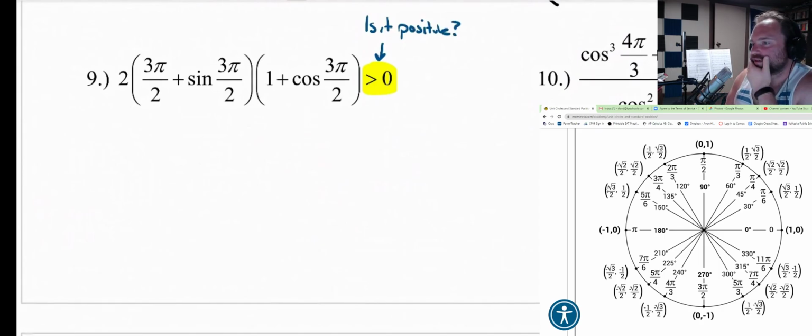That's it. That's all we're asking. Is this going to be positive? Well, the 2 in the front we can ignore. 2 is always positive. That's it. So the question is, are these going to come out to be positive or negative numbers? Let's leave the 2 there just for fun.